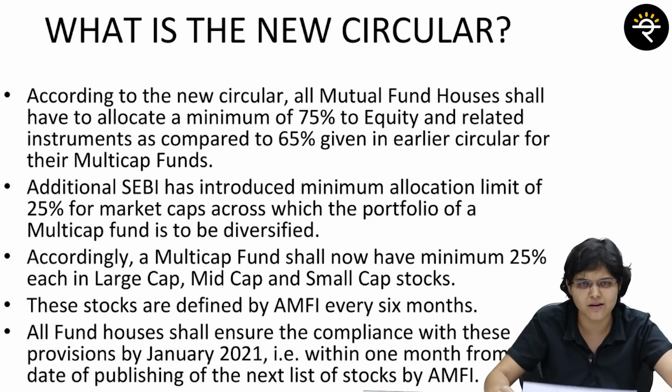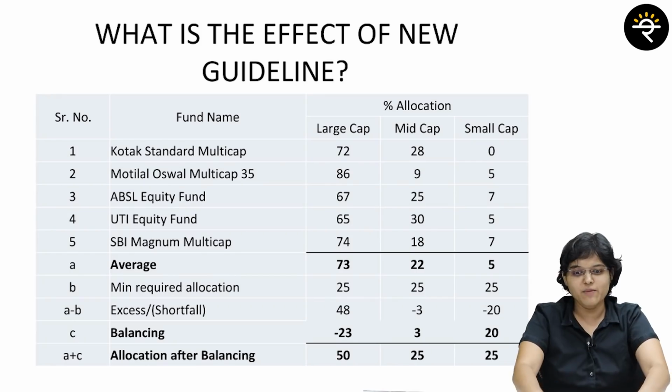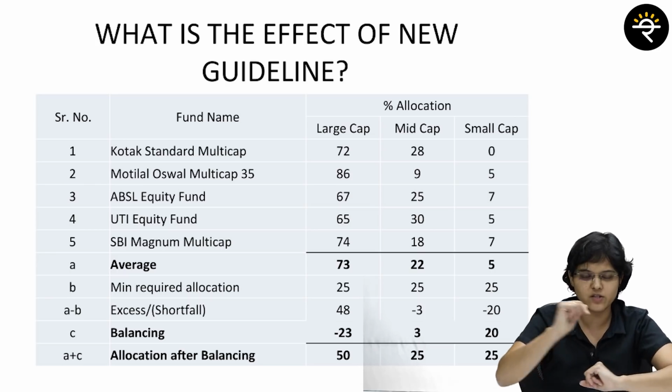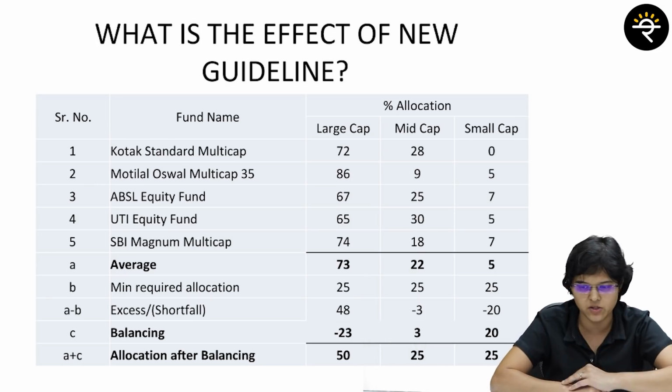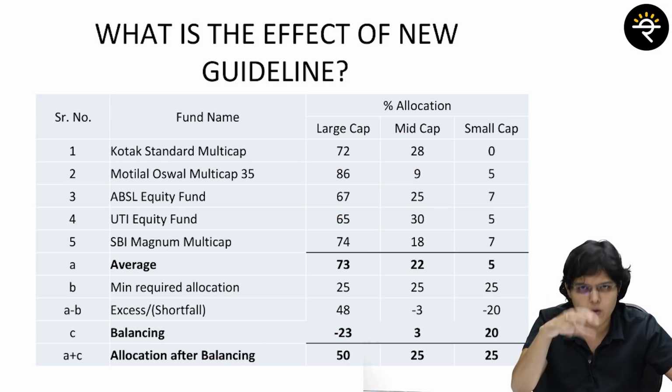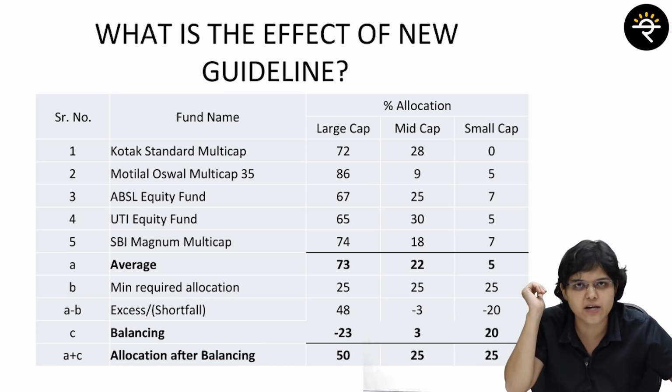Now is this last point clear? Yes. Now what can be the effect? Let's understand the effect. It's a very important effect to be understood. Check out this specific picture. What does this say? Now as I mentioned, right now as on date, there was no minimum percentage allocation, correct?